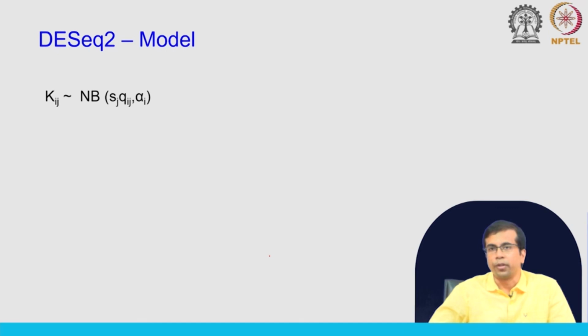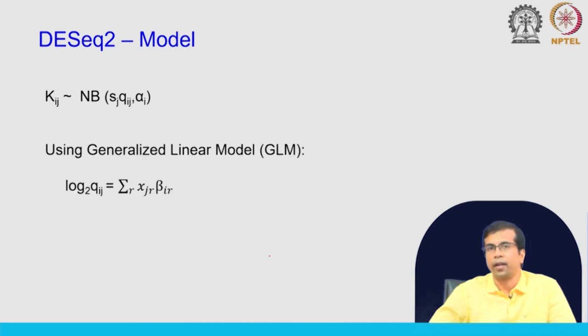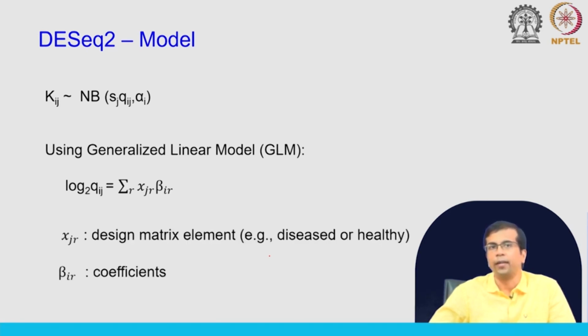Just to put it in notation, Kij follows a negative binomial with these two parameters sj qij and alpha i. And using a generalized linear model, it tries to fit log2 of qij with the summation of x jr and beta ir, where the betas are the coefficient values and the x are the design matrix elements.